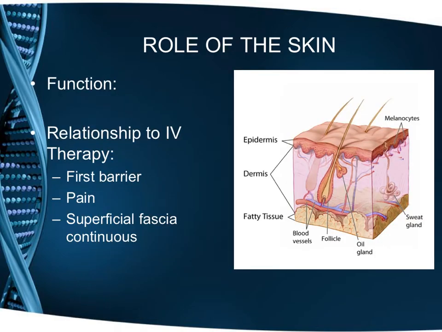Now let's talk about the role of the skin. Skin is the first barrier to successful venipuncture and the most painful layer during venipuncture due to blood vessels and nerves. Under the epidermis and dermis lies the hypodermis, or superficial fascia. This provides a covering for blood vessels. Any infection in the fascia spreads easily throughout the body. Age and physical condition affect the thickness of both the skin and the fascia.